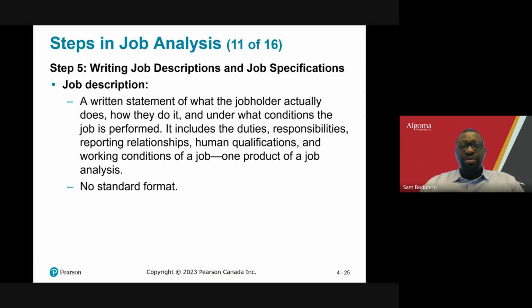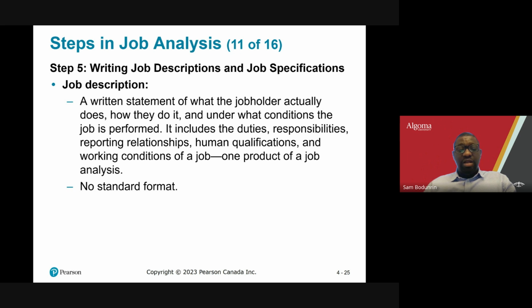Now, job description and job specification, which are two parts under job analysis. So, what is a job description? A job description is a well-written statement of what the job holder actually does, what they will do, and how they will do it. Under what conditions are they going to do their jobs? This includes their duties and responsibilities, reporting relationships, human qualifications, and working conditions of a job.